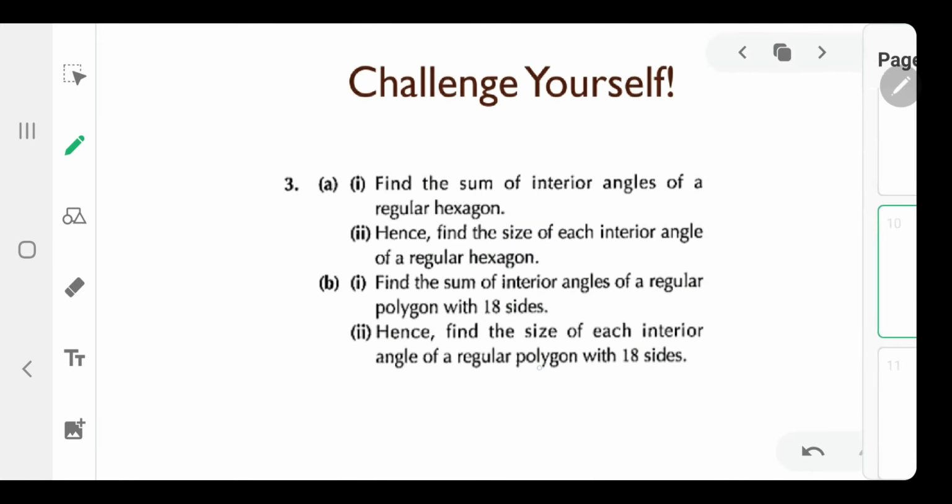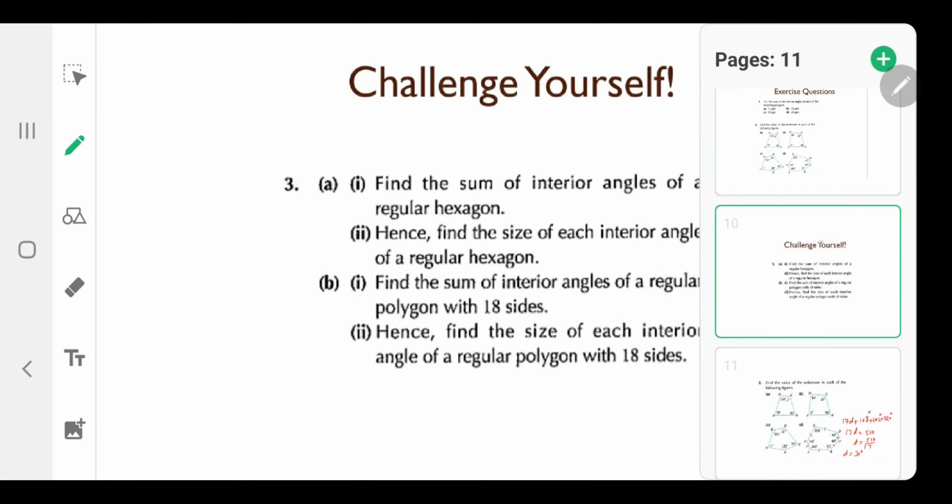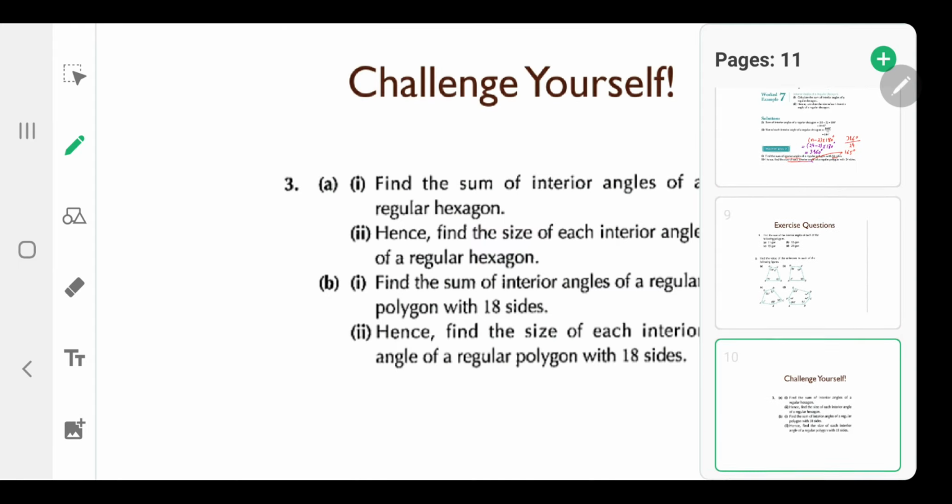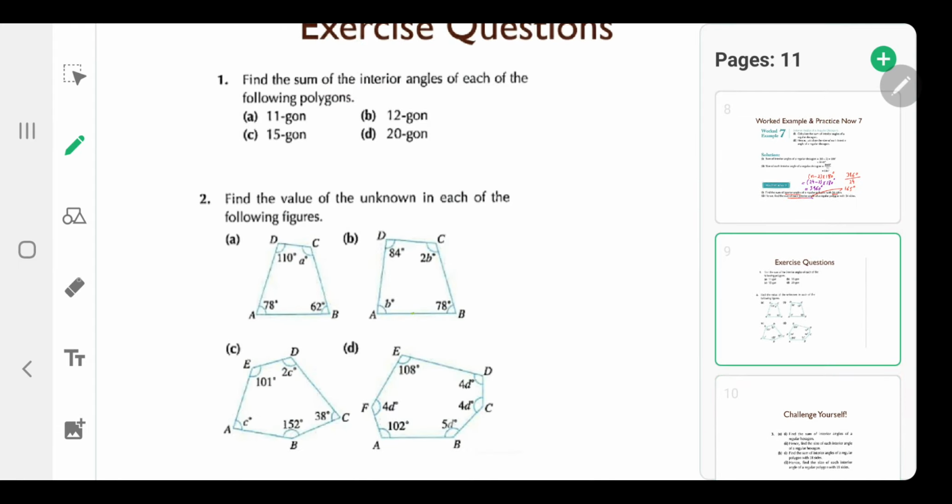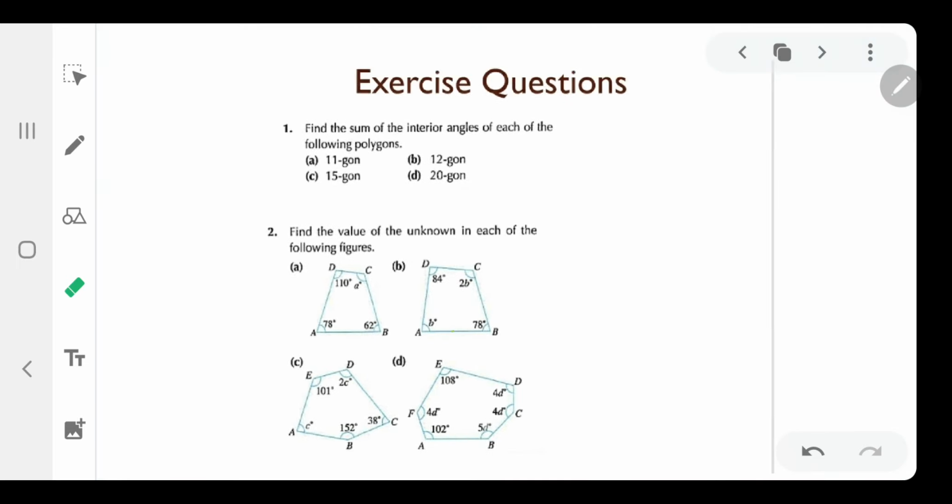Similarly, we can solve these challenge questions and the remaining part of this exercise, which says to find the sum of interior angles of each of the following polygons.